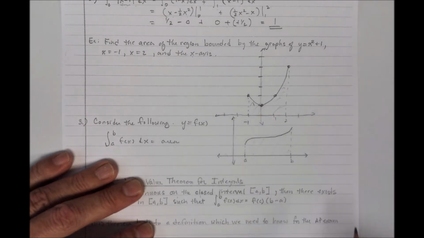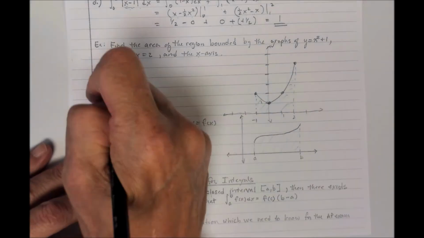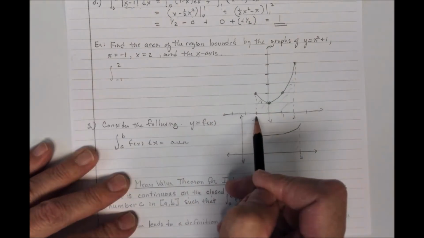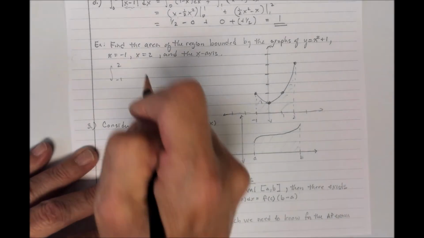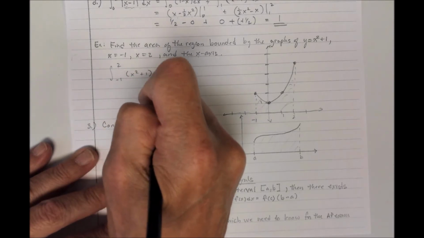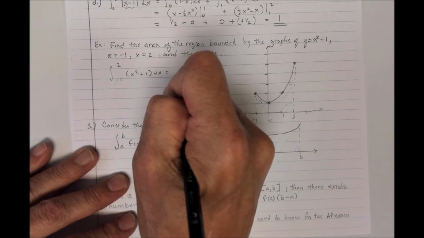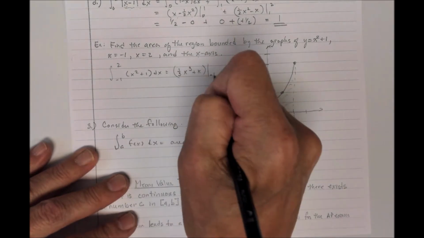Well, since we have defined the area under this curve as the definite integral, I'm going to write the definite integral going from -1 to 2, from my lowest value of x to my largest value of x that's on this curve. And this is of the curve x squared plus 1 dx. So this is going to be 1/3 x cubed plus x, running from -1 to +2.